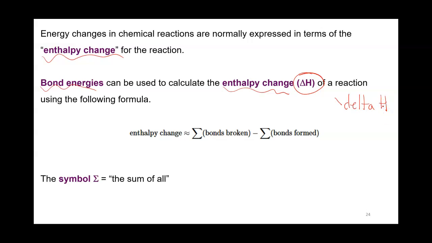How we calculate the enthalpy change is this. We're going to sum together the bond energies of all of the bonds that we're breaking, and then we're going to subtract from that sum the sum of all of the bond energies of the bonds that we're forming. Just pointing out here that the symbol uppercase sigma means to add together a collection of things.